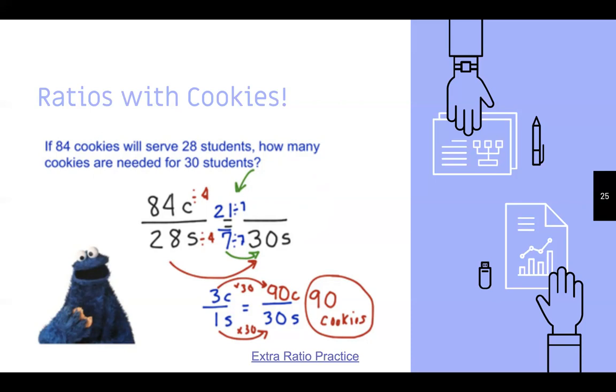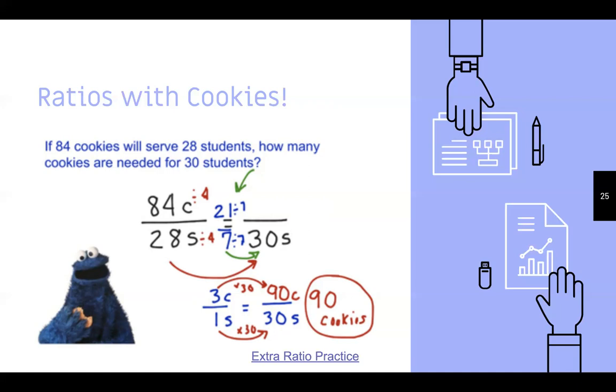What we're doing is we put the 84 cookies, the C stands for cookies, and the 28 students. That's the ratio. 84 to 28. And what we do is we need to set the students to 1 student. And that's what they're doing. They're doing 84 cookies over 28 students needs to equal blank cookies over 30 students.